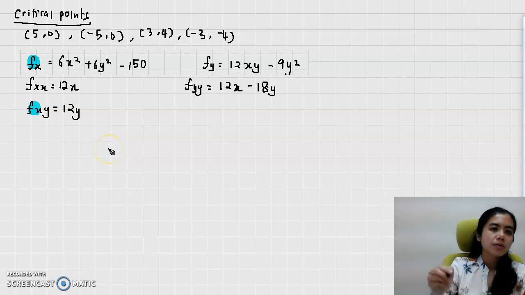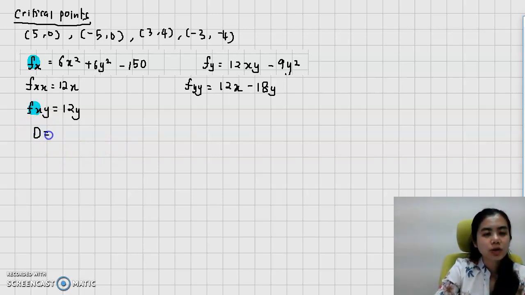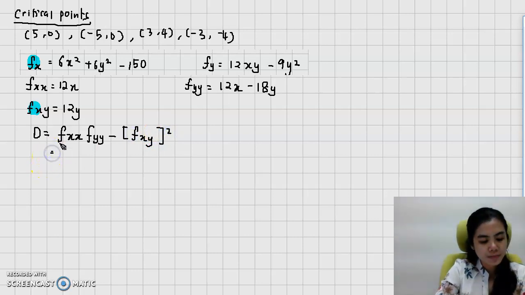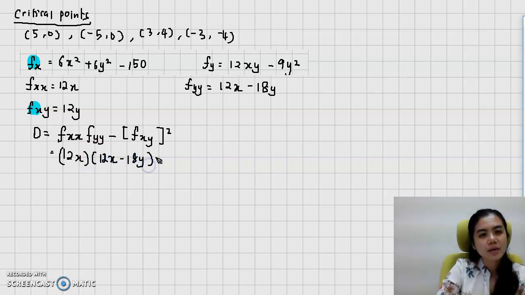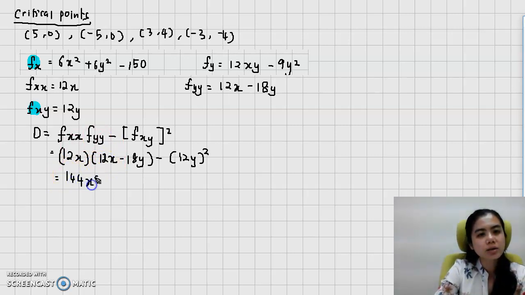Alright, so now you're going to form the discriminant equation, the D equation, using this formula, fxx multiplied with fyy, minus fxy squared. So let's just do the substitution. We have this is 12x multiplied with 12x minus 18y, minus the 12y, and square. Let's just expand this one. If we expand this one, we have 144x squared, minus 216xy, and 144y squared.